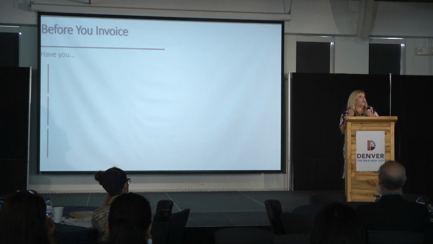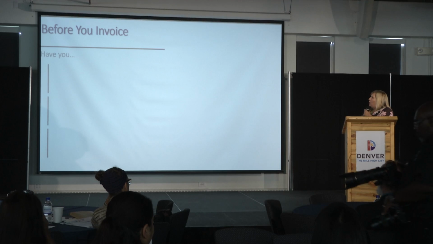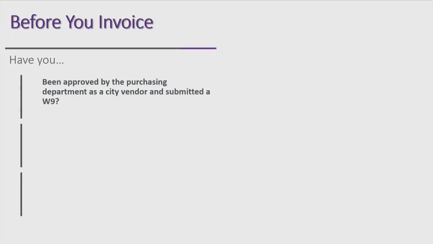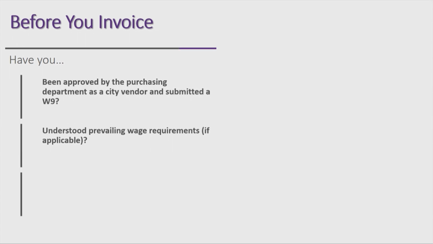Before you invoice, and there are things that you've discussed all morning, but just to give you a quick reminder, have you been approved by the purchasing department as a city vendor and submitted a W-9? Do you understand prevailing wage? I'm sure you're all experts now, if applicable. A lot of times, this is the number one reason invoices get stuck in the process, because your payroll has not been certified. And once it's certified, the prevailing wage is extremely quick about submitting your invoices for payment.